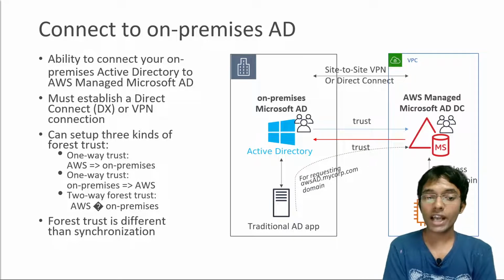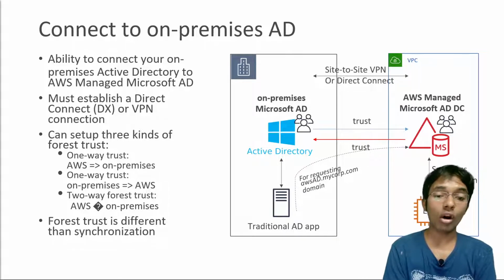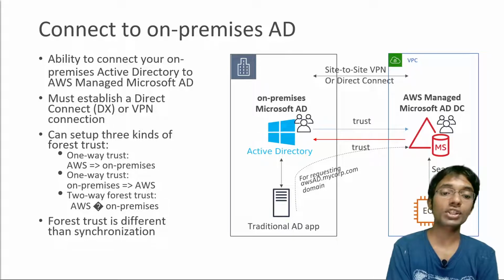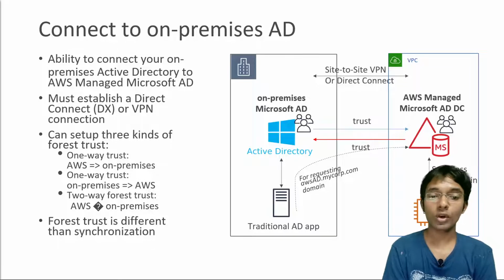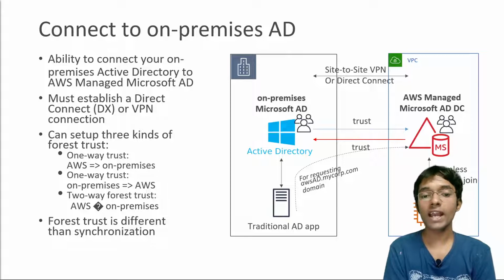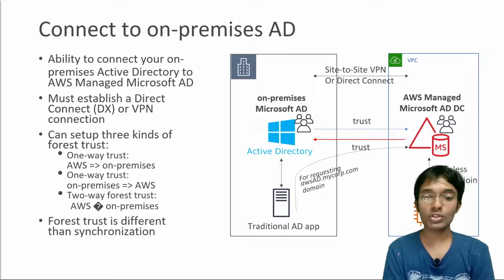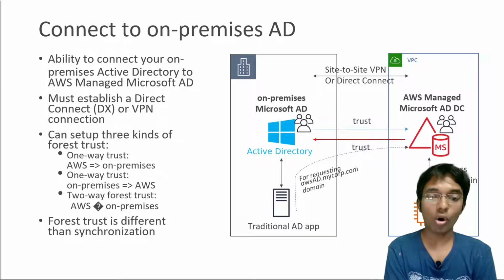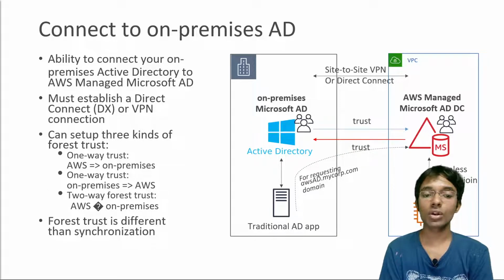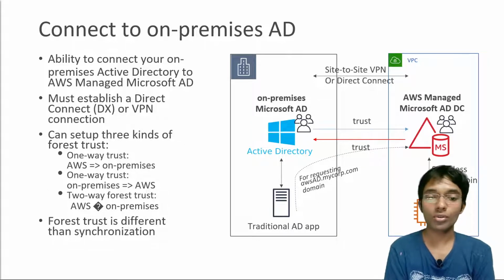Your traditional Active Directory app can connect to on-premise. Your EC2 instances can seamlessly domain join onto your Microsoft managed AD. But now, because we have set up a two-way forest trust, if your traditional Active Directory app is trying to request a domain that belongs to AWS, thanks to the trust, it's able to get all the way and check the user on the right-hand side. So this is the whole idea behind two-way trust.